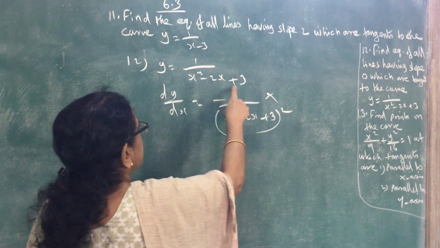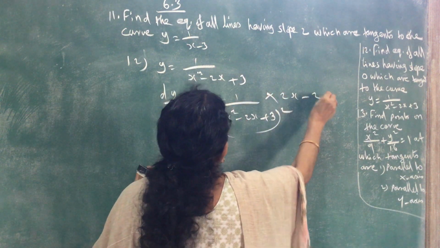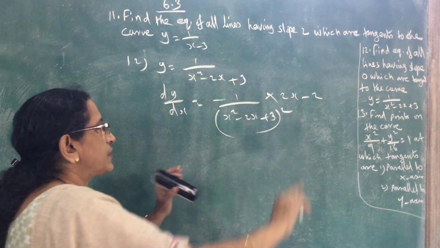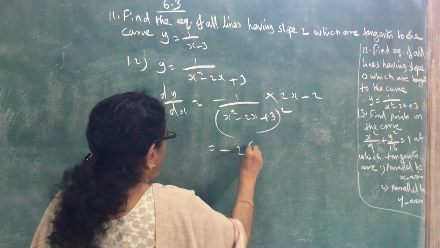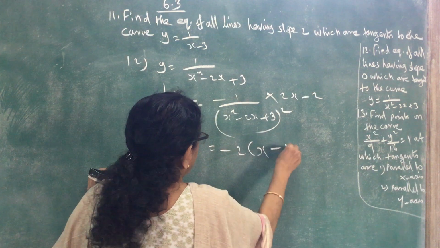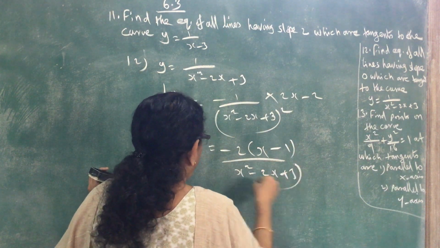So derivative of x square minus 2x plus 3, that is derivative of x square 2x, minus derivative of 2x, 2. So derivative of 3 is 0, only that much. So that is equal to minus, here we can take 2 common. This is minus 2 into (x minus 1) divided by (x square minus 2x plus 3) whole square.